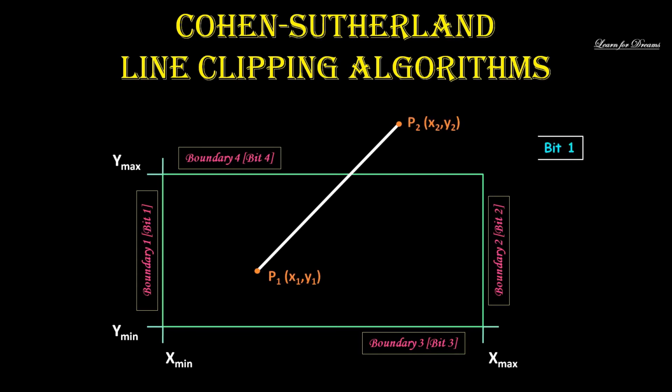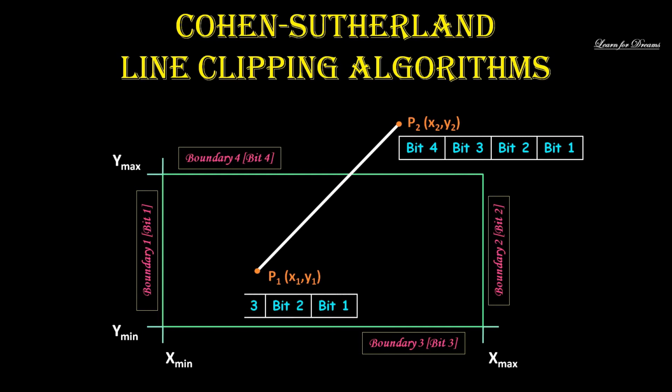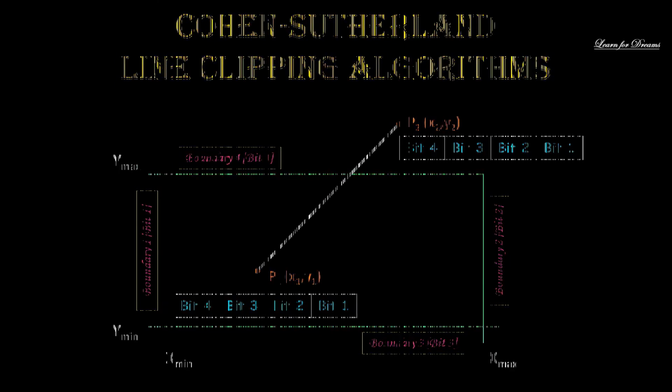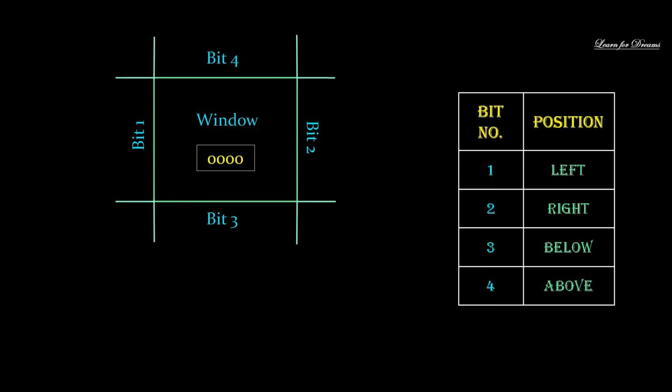This is a 4-bit representation for each point. Bit values are considered from right to left. Always remember. Now let's see bit representation for various regions. Bit representation for window is 0000 because window is considered as a center point. Always remember this table. Bit 1 is for left side of the window. Bit 2 is for right side of the window. Bit 3 is for the region below the window. And last bit, that is bit 4, is for the region above the window.